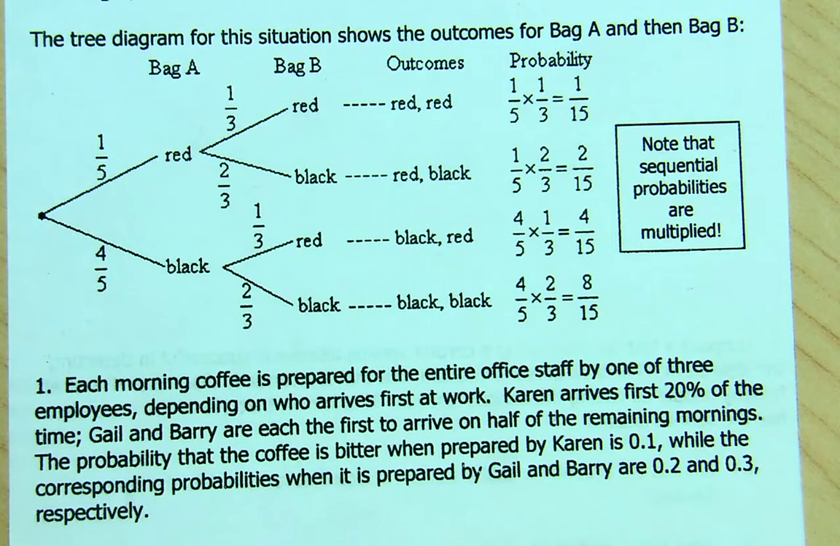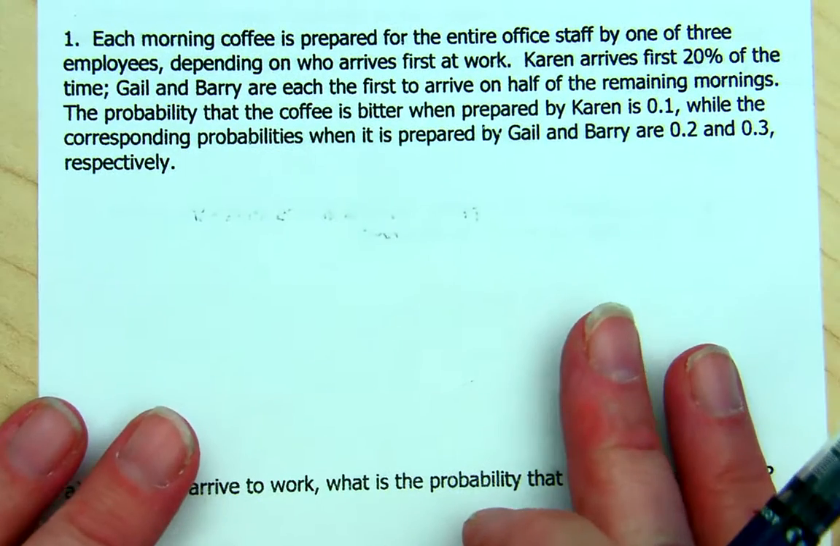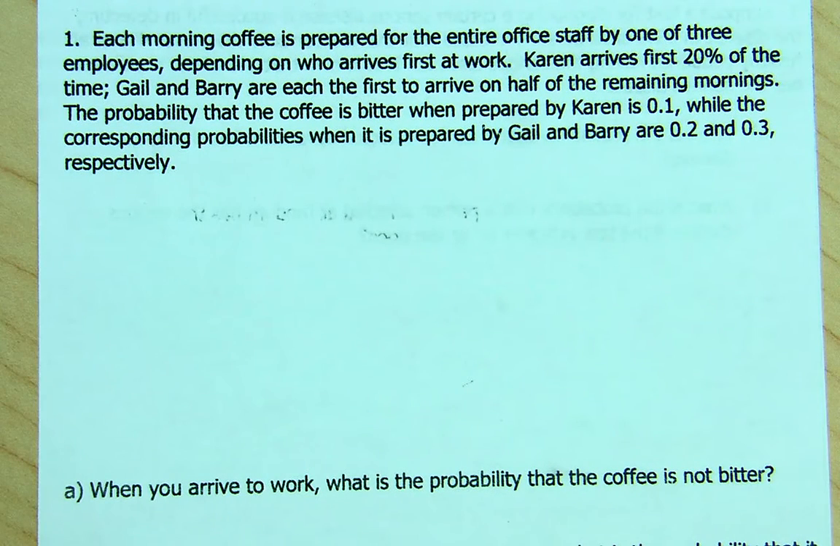So maybe it'll make more sense once we do one. I think doing one is helpful. So let's look at example 1. This one says, each morning coffee is prepared for the entire office staff by one of 3 employees, depending on who arrives to work first.